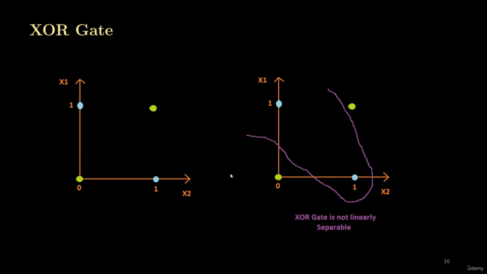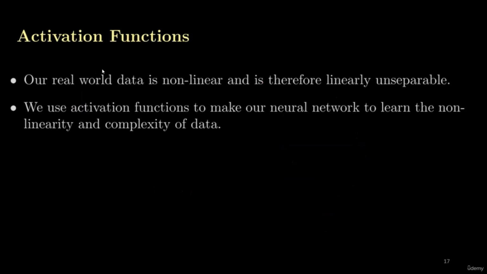That is, in addition to the linear properties, we make our perceptron learn the non-linear properties or the non-linear patterns which are hidden in the dataset. In order to make the perceptron learn non-linear hidden patterns in the dataset, we need an activation function. So why do we need an activation function? Our real world data is non-linear and therefore not linearly separable. So we use activation functions to make our neural network learn the non-linearity and the complexity of the data.